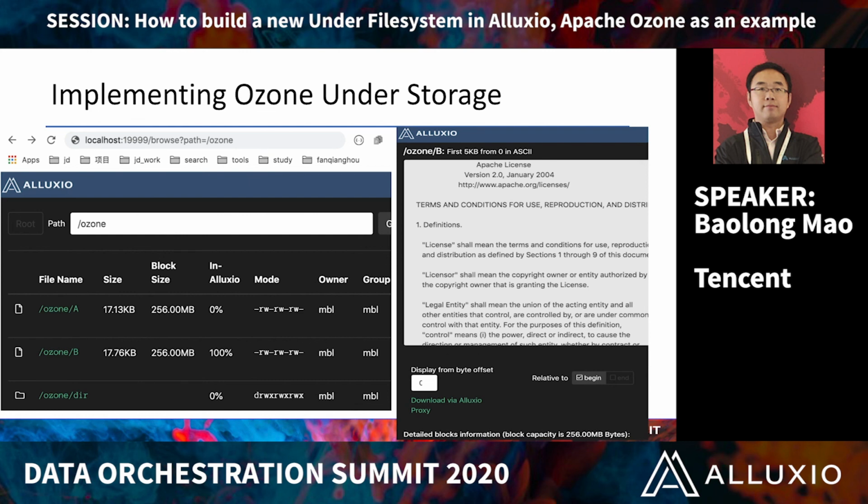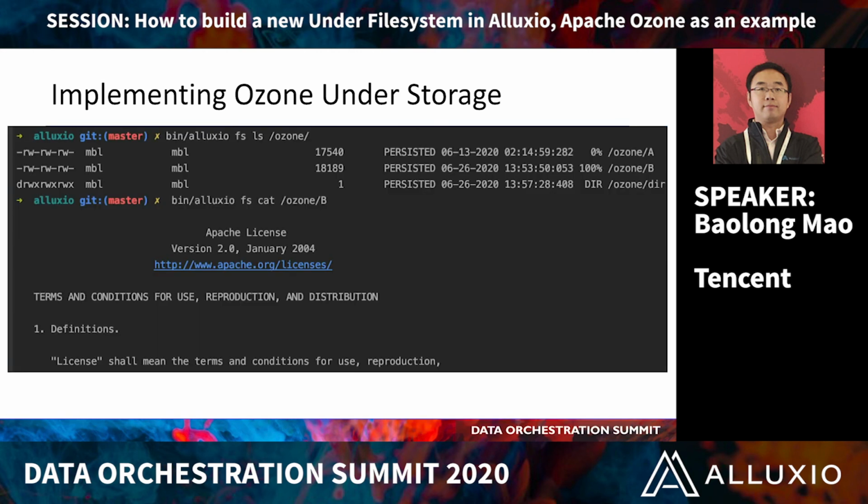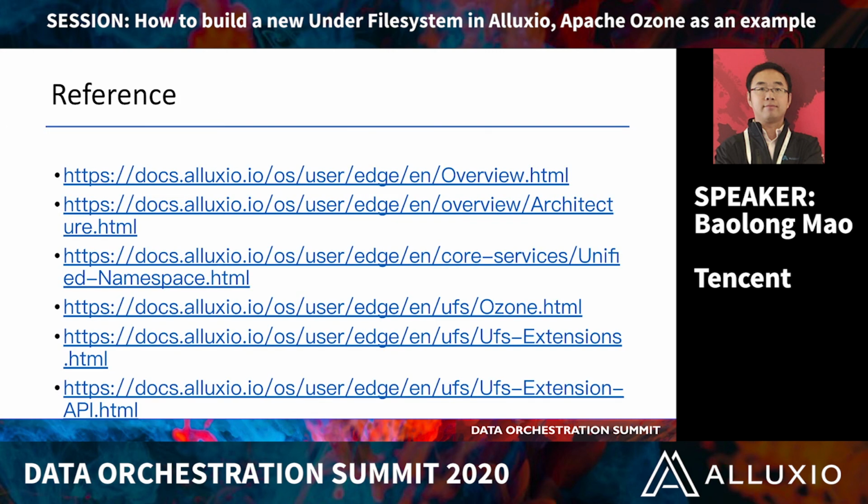The Alluxio master web UI shows that we mounted an Ozone under file system. We can list the children of an Ozone directory. We can also read a file's content from Ozone by Alluxio. Alluxio command line tools can also list a directory and get a file's content from Ozone. You can find all of these resources in Alluxio's documentation, which is very well written and helpful from my experience.